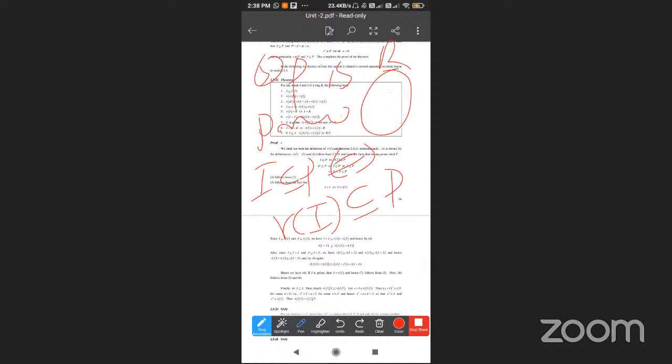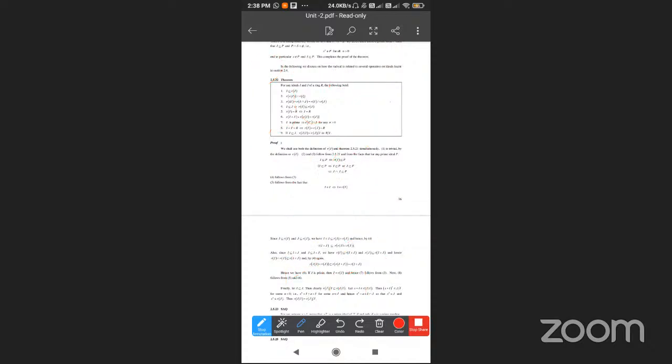So this is the product of two ideals, I and J. The product IJ is a subset of R equal to P only if I is a subset of R equal to P or J is a subset of R equal to P. That is called P is a primordial. What is the primordial definition?